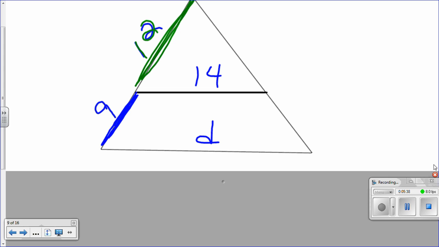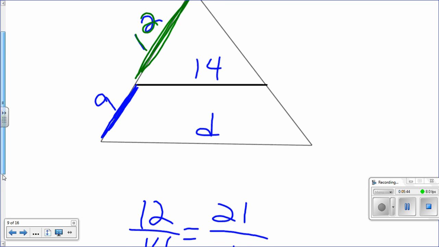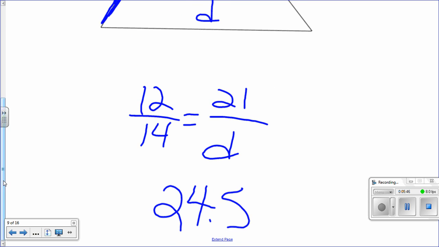over D. So be careful with that. That's very common. A lot of times people will just put 9 over D, but it's actually the whole length. You need to add them together. Okay, you would cross multiply and solve and get D equal to 24.5.